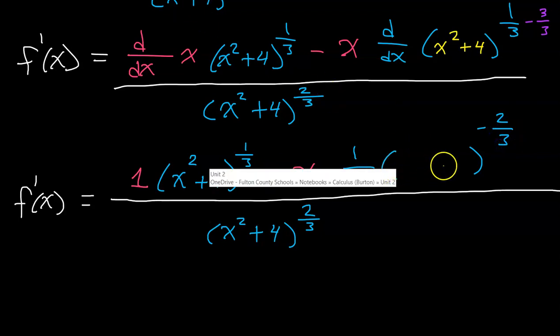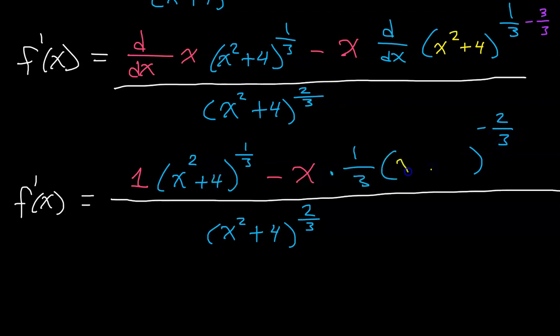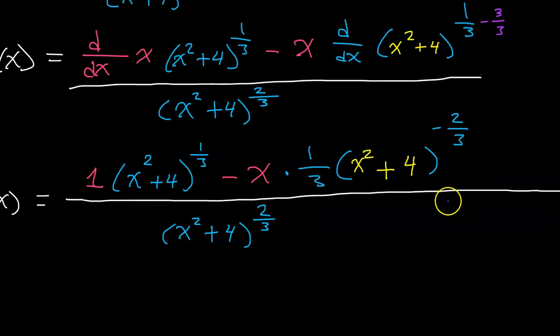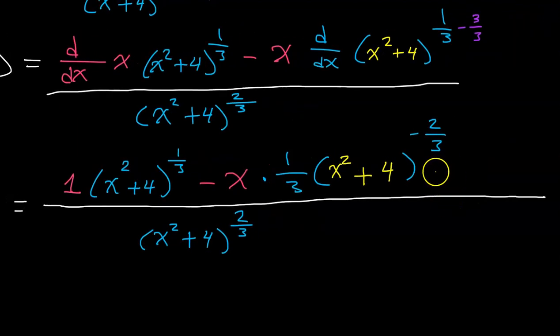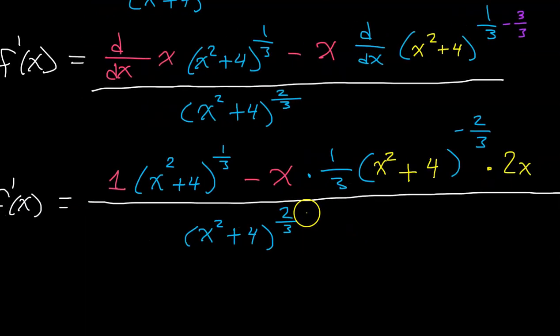And the inner function remains unchanged. So we still have x squared plus 4. However, for the chain rule, you then multiply by the derivative of the inner function. So the derivative of x squared is 2x. The derivative of 4 is 0, so we write nothing further. So this is what we have right now.